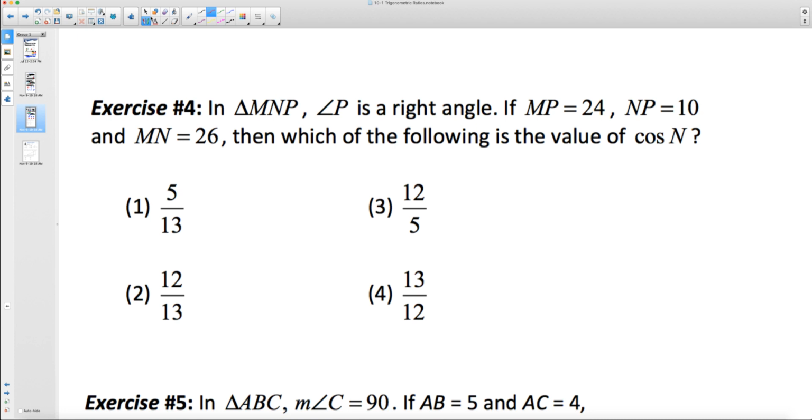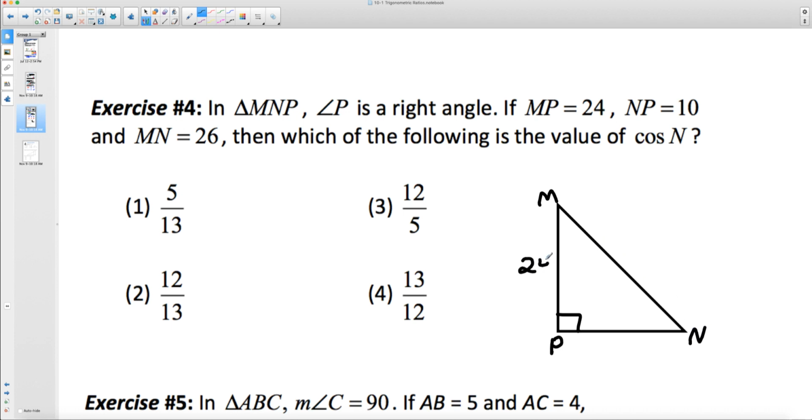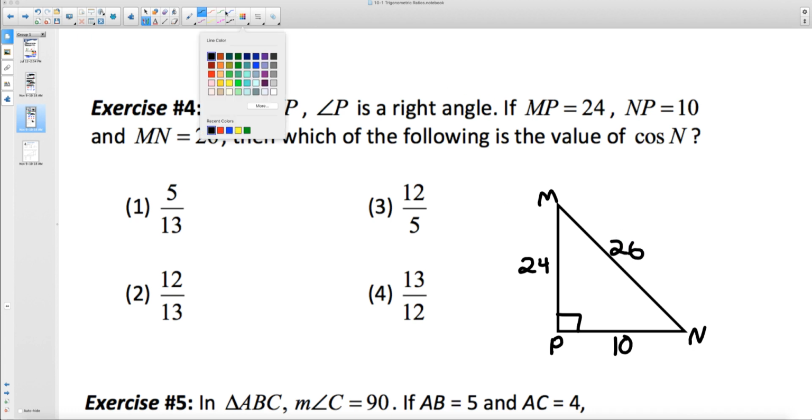This next example, they don't give us a diagram. Sometimes we have to draw it out ourselves, which is fine. We'll draw ourselves a right triangle. So in triangle MNP, P is a right angle. So I know P has to go here. M and N don't matter. I can put M up here or M down here. It doesn't matter. Just commit to one of them. MP is 24. NP is 10, and MN is 26. Which of the following is the correct value of cosine of N?